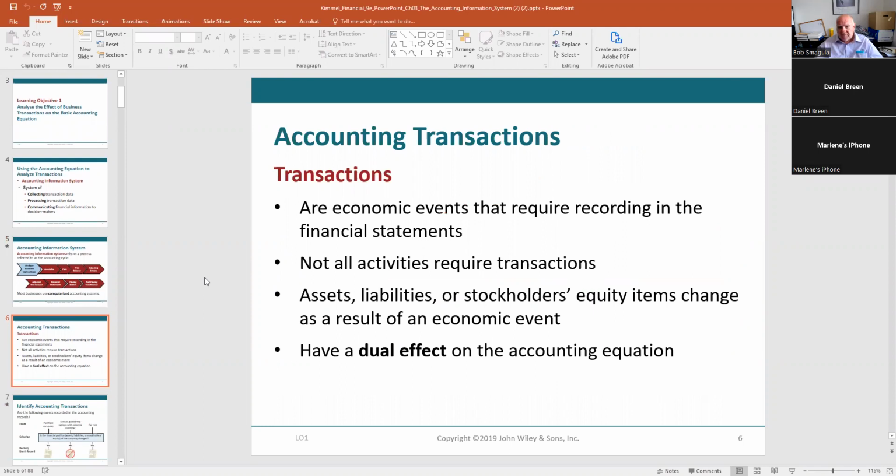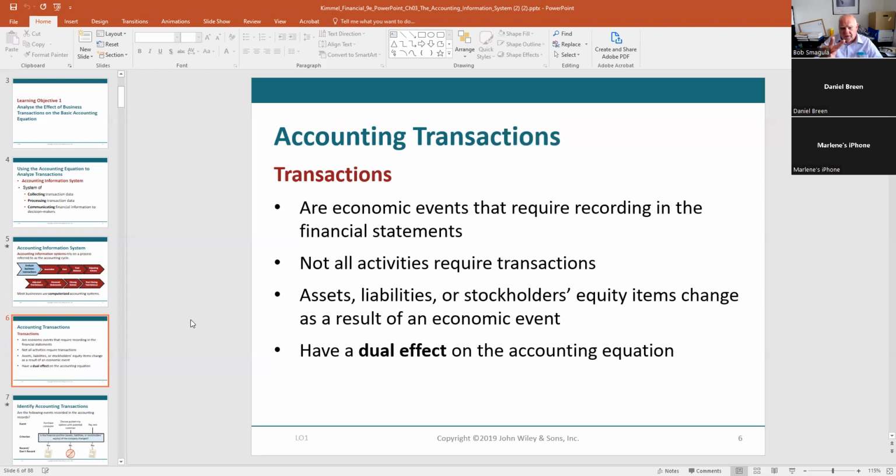Transactions are economic events that require recording. Not all activities require transactions. Your boss goes out with a customer and they have a big meeting, but they don't decide on anything. That's not a transaction, except maybe for the lunch that somebody's paying for. You announce a hiring of somebody. That's not a transaction, not an accounting transaction. So transactions are economic events that require recording. Assets, liabilities, or stockholders' equity changes as a result of an economic effect.